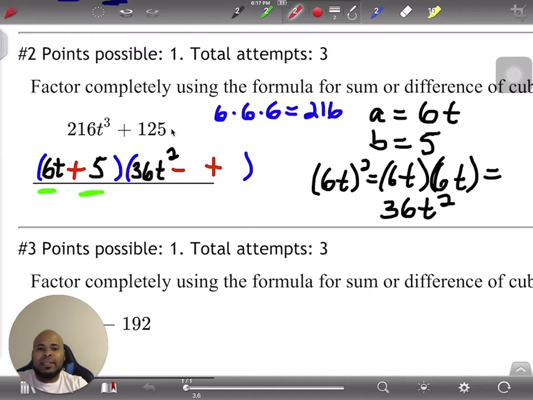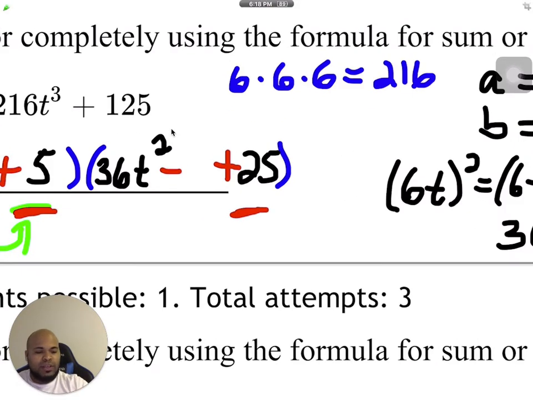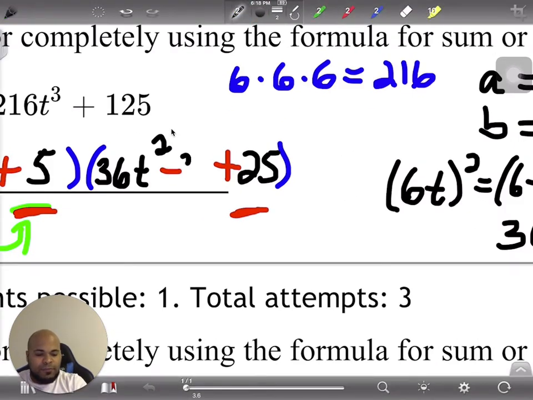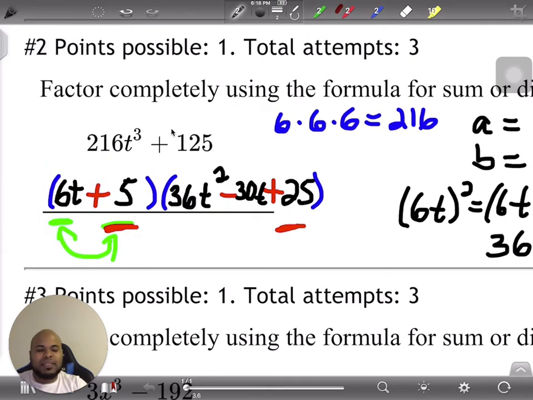The last one is b squared. So 5 times 5, right? The last term with the last term is just 25. And I'm just missing the middle. So I need to multiply these two, a and b, to get the middle. So 6 times 5 is 30, or 6t times 5 is 30t. So this is going to be over here. I'm going to zoom in a little bit so I have enough space. This is 30t. And that will be my answer, completely factored, as a sum of cubes.